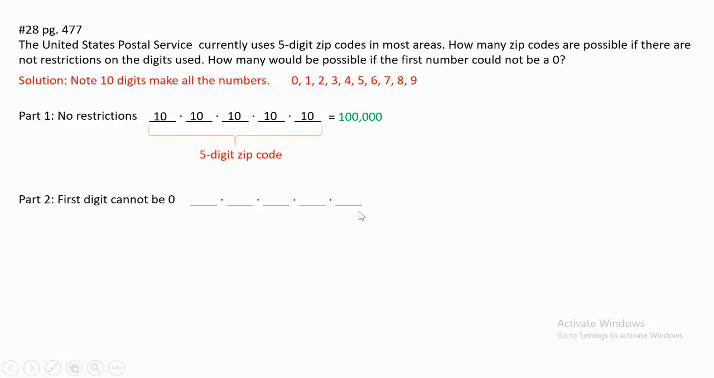Now for the second part, you have a restriction. The first digit cannot be 0. So this number cannot be a 0, right? How many are left? It's going to be 1 through 9. So this will be 9, and then 10, 10, 10, and 10. So it'll be 90,000. Okay?